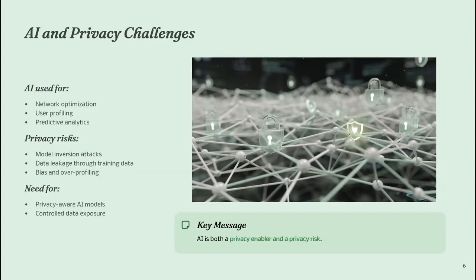AI and privacy challenges. Artificial intelligence plays a central role in 6G, but it also introduces serious privacy challenges. AI models are used for network optimization, predictive analysis, and user profiling. However, these models can leak sensitive information through training data, model inversion attacks, or biased decision-making. The chapter highlighted the need for privacy-aware AI, where data exposure is controlled, learning is minimized to what is necessary, and privacy risks are assessed through the AI life cycle.